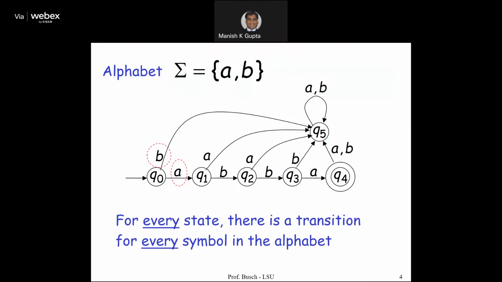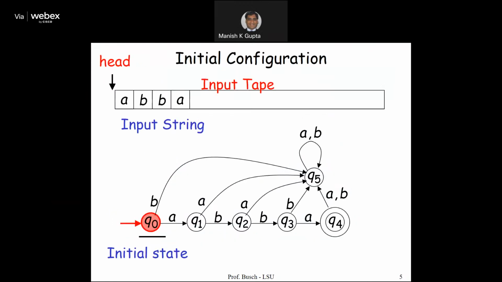Okay, so this is what I mentioned. For every state, there is a transition for every symbol in the alphabet. This is a very, very important assumption for a DFA. You will see how we are going to use it for certain calculations.